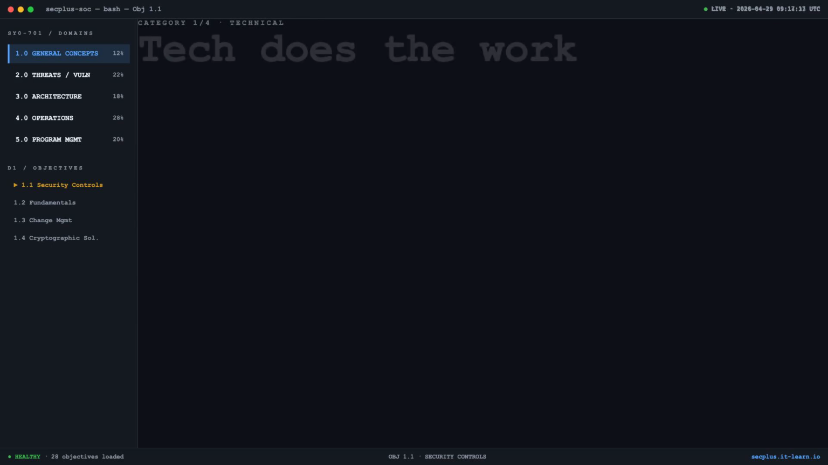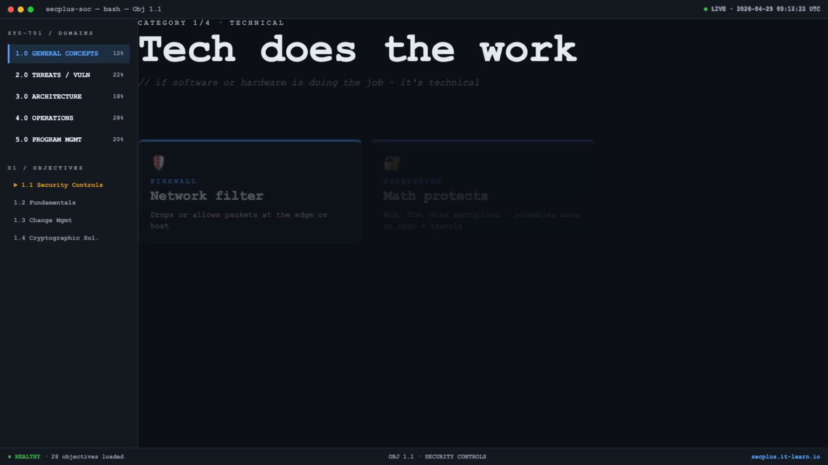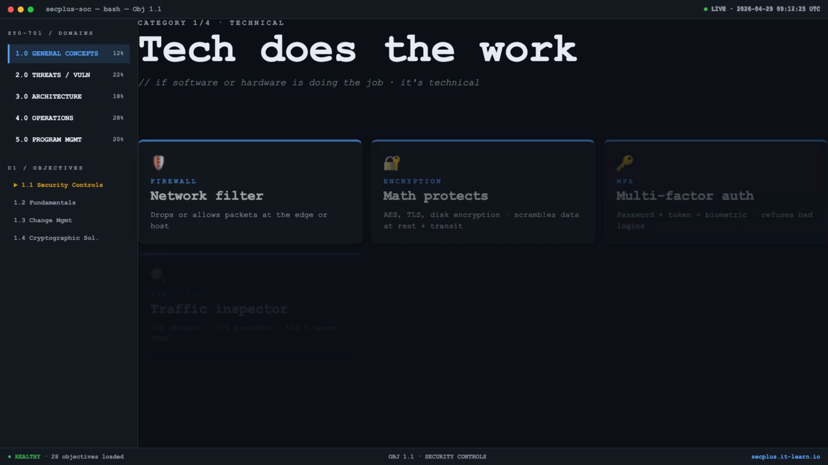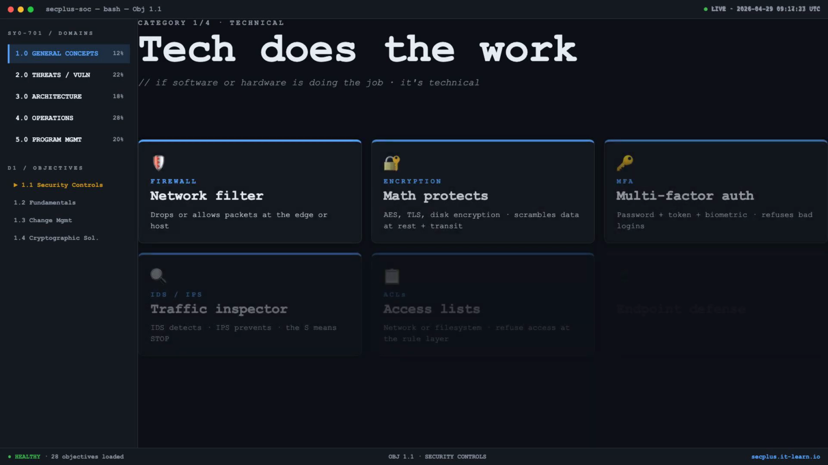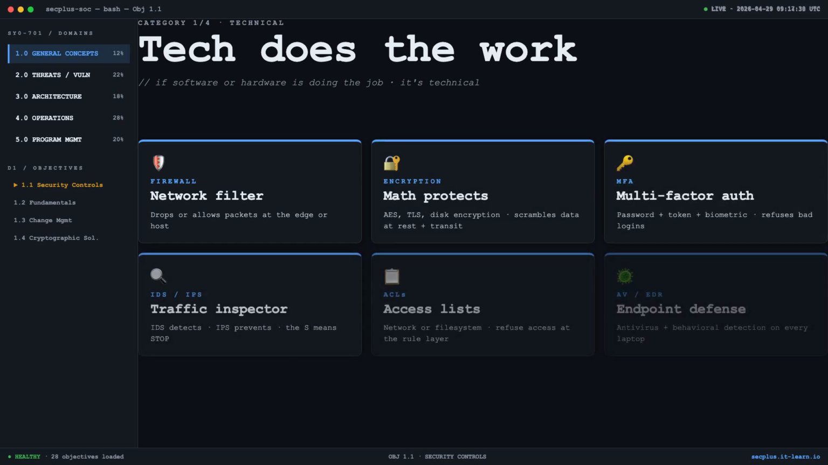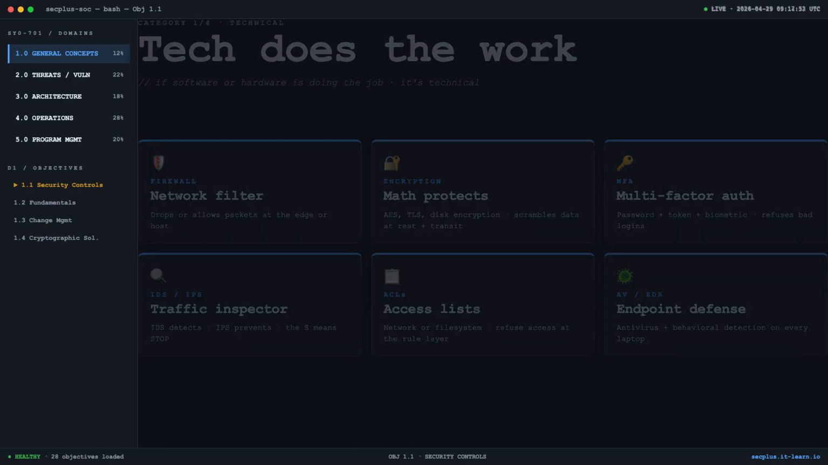First, technical controls. These are anything implemented by a computer, firewalls, encryption, MFA, IDS, IPS, access control lists, antivirus. If a piece of software or hardware is doing the work, it's technical. The exam loves technical because it's the easiest category to spot. If the question describes a box on a network, a piece of code, an algorithm, or a protocol, you are in technical. Don't overthink it. The keyword cluster, software, hardware, encryption, authentication system, network device. All of those drop you into technical.